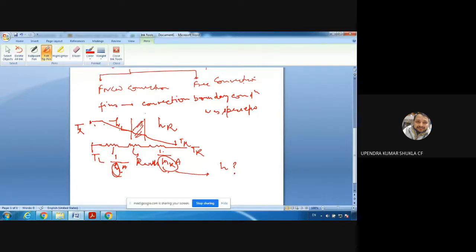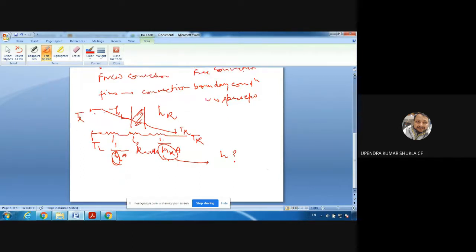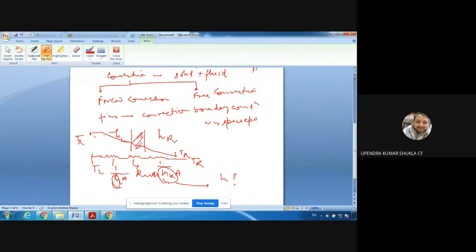So far, we have not discussed how to get the value of h. So today's discussion will be confined to how to get the value of the heat transfer coefficient.